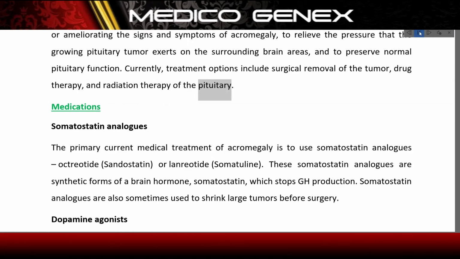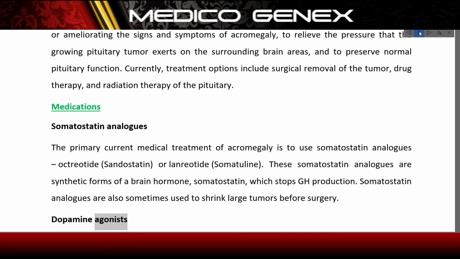pituitary. Medications. Somatostatin analogues. The primary current medical treatment of acromegaly is to use somatostatin analogues octreotide, Sandostatin, or lanreotide, Somatuline. These somatostatin analogues are synthetic forms of a brain hormone, somatostatin, which stops GH production. Somatostatin analogues are also sometimes used to shrink large tumors before surgery.